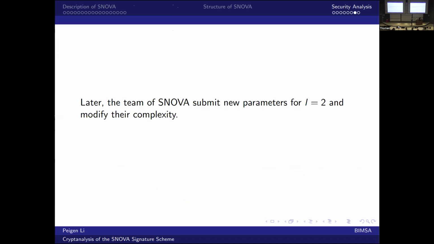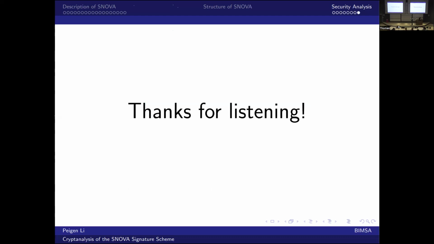Okay, later the SNOVA team submitted new parameters for L equals 2 and modified their complexity. But I have no idea how to give a new attack on SNOVA. Thank you for listening.